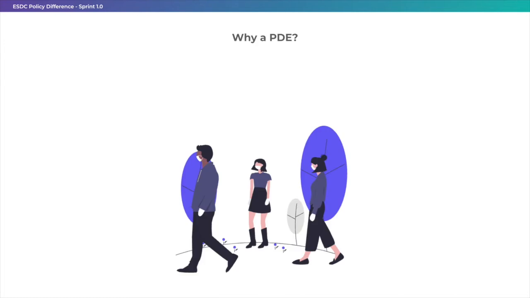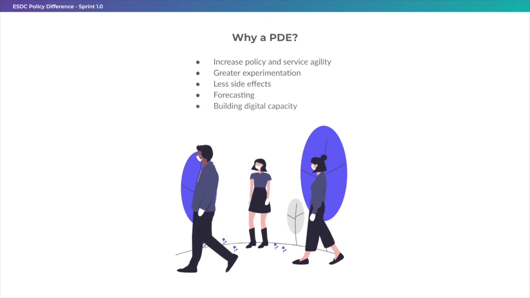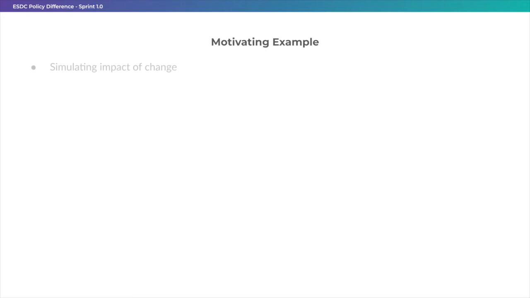Why a PDE is important. Policy Difference Engine can increase our government's policy and service agility, enabling them to experiment at a larger scale with less side effects. It helps them forecast the outcome of a change in policy. Last but not least, the Policy Difference Engine helps our government build the much needed capacity to meet the exponential needs of our citizens. So a significant aspect of this engine is going to be simulating and forecasting changes to existing legislation to better understand the impact of these potential changes.